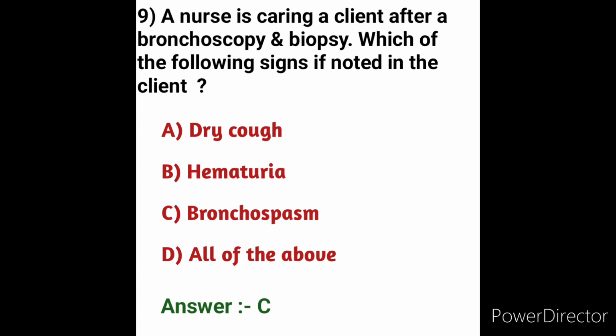So here option C is the correct answer, bronchospasm. What is bronchospasm? Bronchospasm is when the muscles that line the bronchi tighten. So here option C is the correct answer. Next we will move on to question number 10.